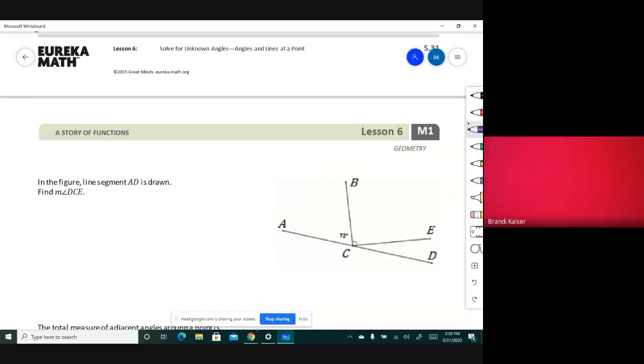In the figure, line segment AD is drawn. Find the measure of angle DCE. Anytime you see this M and this angle sign, this means measure of angle.